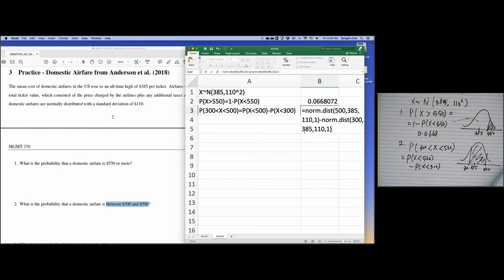Also this is a subtraction, a difference. Then you can get the answer to this problem: 0.6322. This is the shaded area.